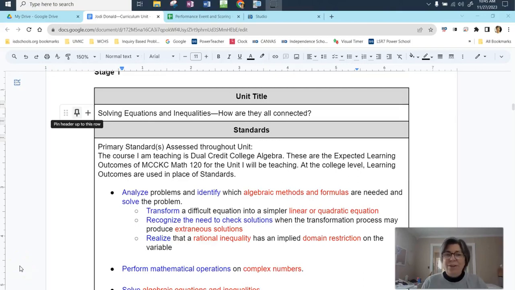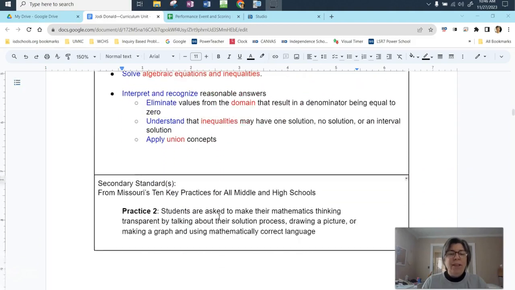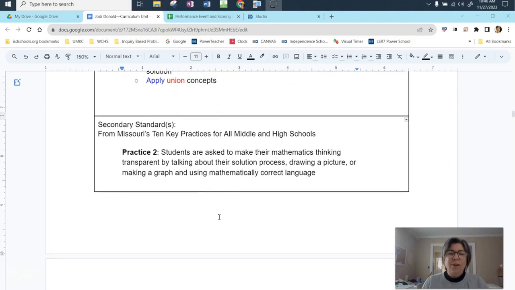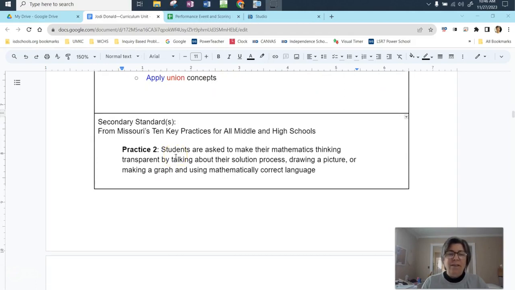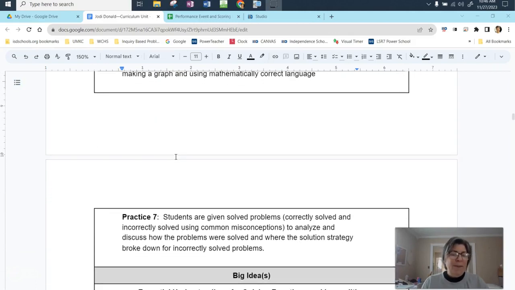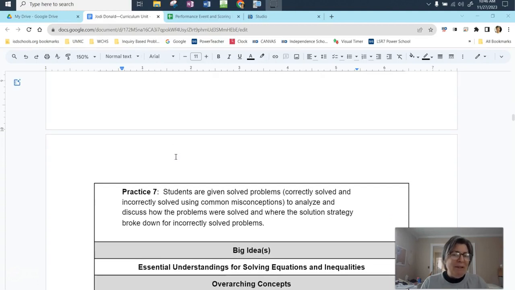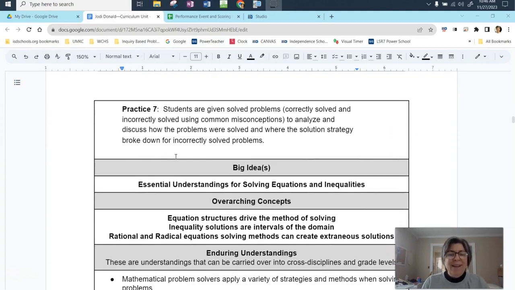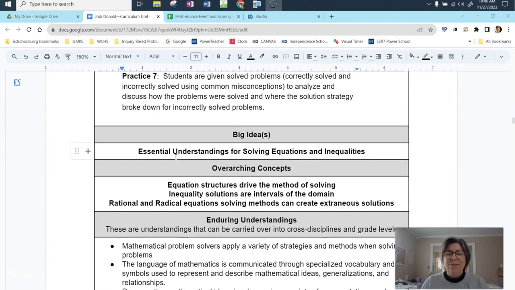The title of this unit is Solving Equations and Inequalities and How They Are All Connected. These are the standards for college algebra, but what I would like to remind you of is that we're using the secondary standards of the 10 key practices to help them develop what they need in real life. Now, the big idea is the essential understandings for solving equations and inequalities.